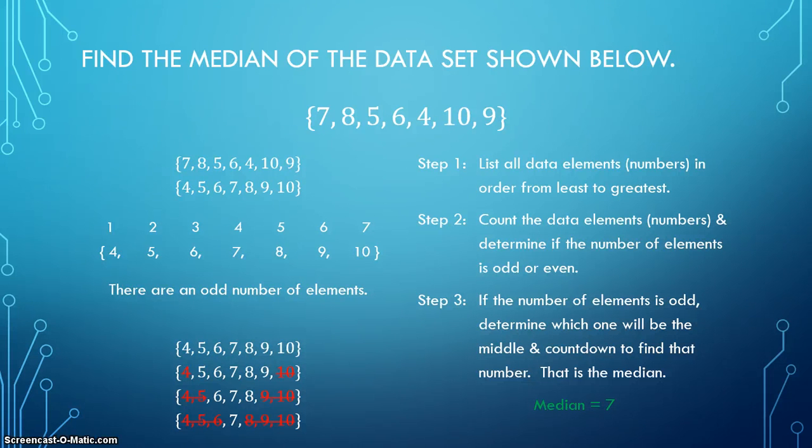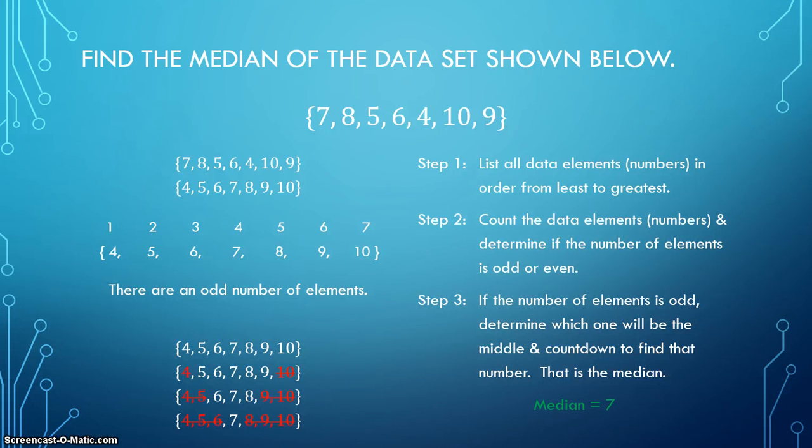To reiterate what we did, we first ordered the list of data. We took our data set and ordered it as 4, 5, 6, 7, 8, 9, and 10. After that, we counted the number of numbers, and we saw that there were 7 numbers in the set, which means there are an odd number of numbers. And after that, we kept crossing out one all the way to the left and one all the way to the right, until we worked ourselves to the middle of that set of data, which ended up being 7. So our median was 7.